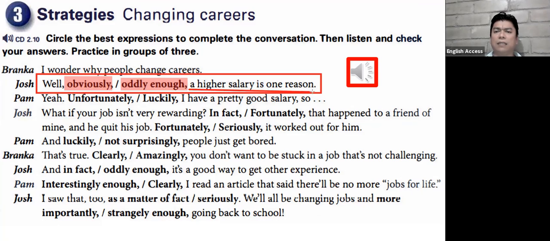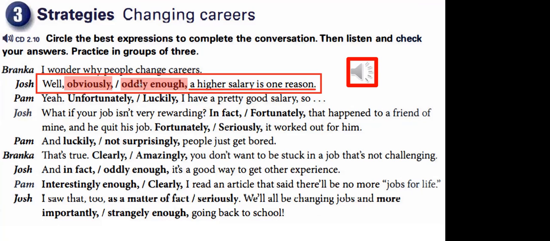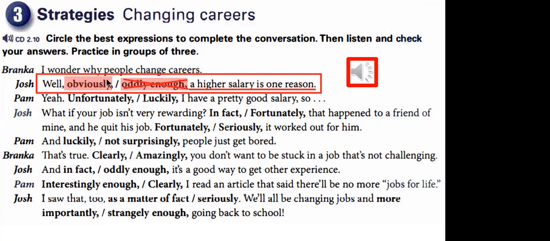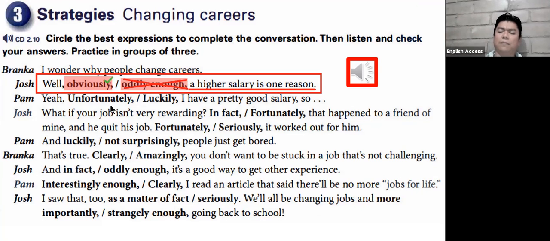A higher salary is one reason. So a higher salary, is it an obvious thing or a strange thing? Obviously. It will be "obviously." "Oddly enough" is not good for this. So it will be "obviously." There you go. Continue, please, with all of them. In one minute, you will compare answers and then we check answers, okay?